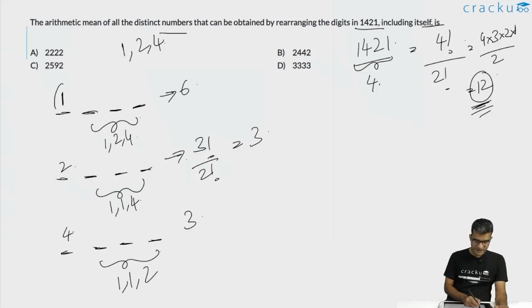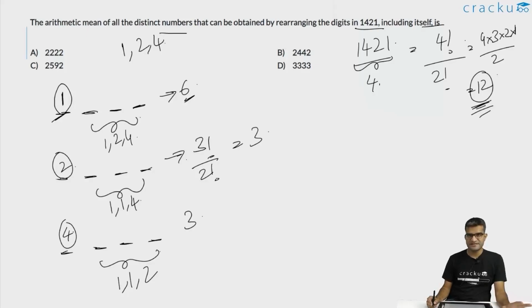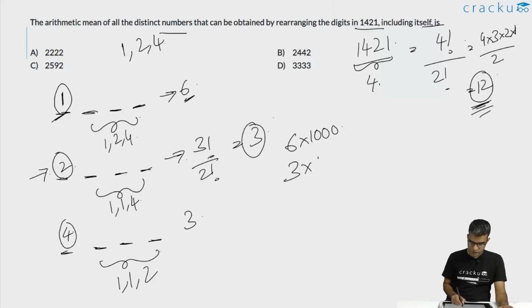Now if you are looking at the sum contributed by the thousands digit in all of these 12 cases, 1 is in the thousands place 6 times. So the total sum contributed by these 6 numbers from only the thousands place will be 6 into 1000. The total sum contributed by these 3 numbers which have 2 in the thousands place will be 3 into 2000.